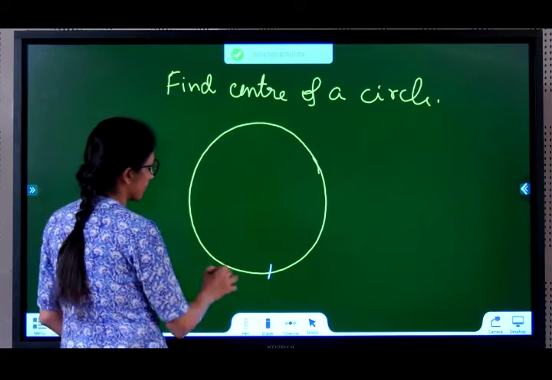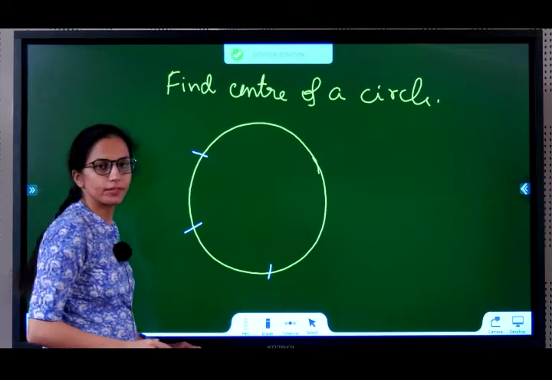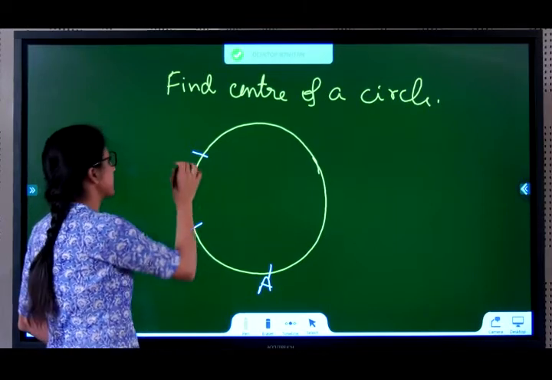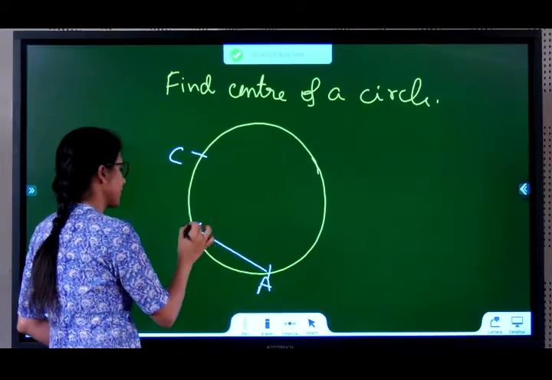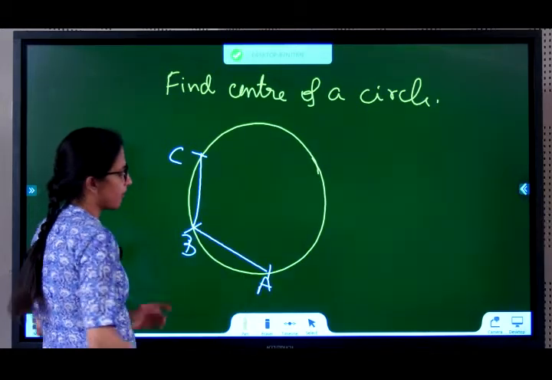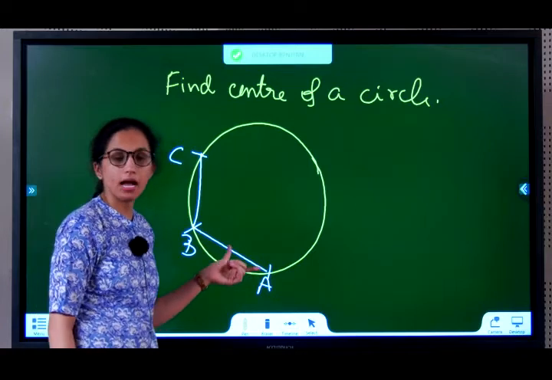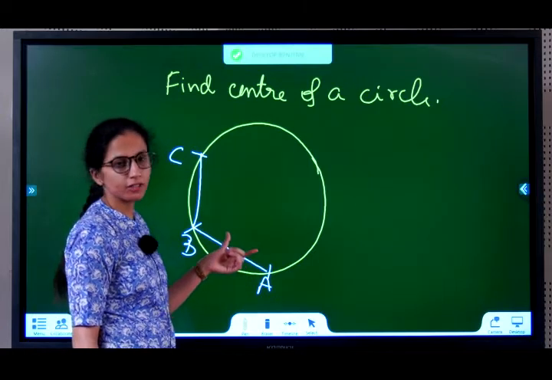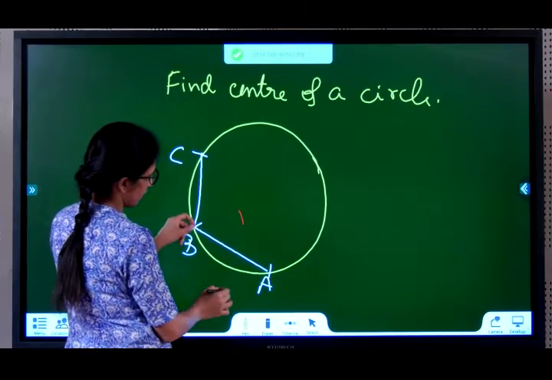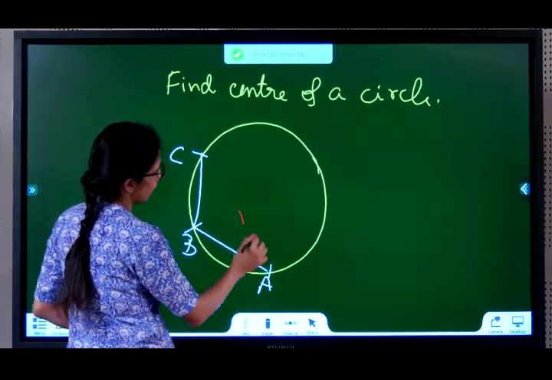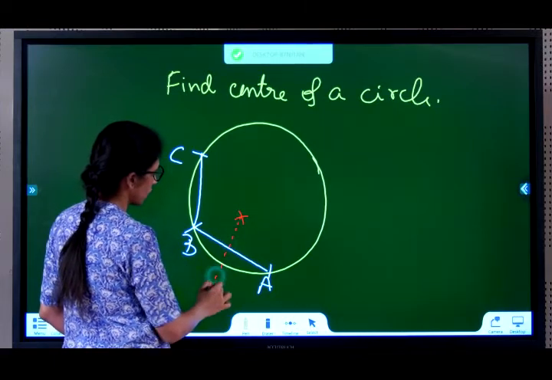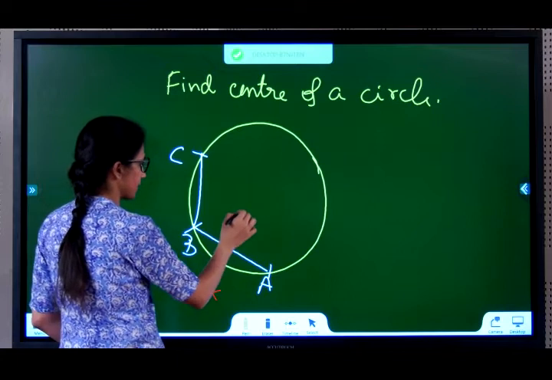Select any 3 points on the circle. Let's name it as A, B, C. Join A to B and B to C. Construct a perpendicular bisector for AB. How do we construct a perpendicular bisector for AB? Measure more than half AB, cut an arc. Cut an arc up and cut an arc below. Go to A with the same radius, cut an arc up, cut an arc below. Join these two, it will be a perpendicular bisector.